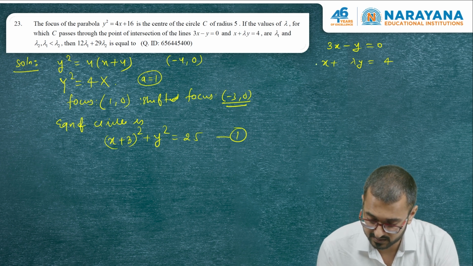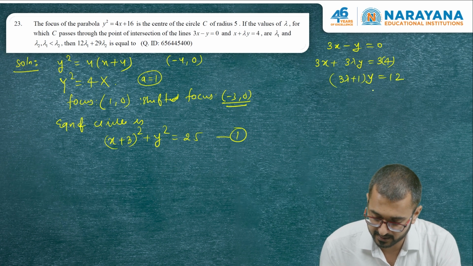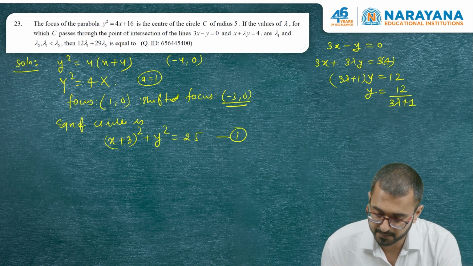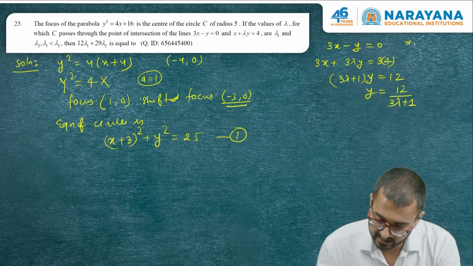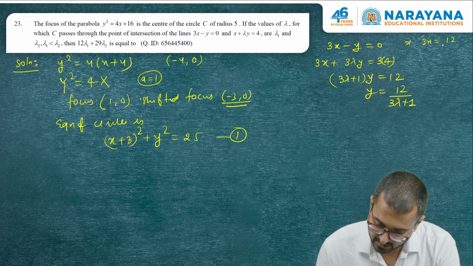So what I'll do is simply multiply this by 3 and subtract. So I get 3 lambda plus 1 into y is equal to 12, so y is equal to 12 upon 3 lambda plus 1. From here I get x also. So 3x is equal to y, which is 12 by 3 lambda plus 1, so we get x is equal to 4 upon 3 lambda plus 1.